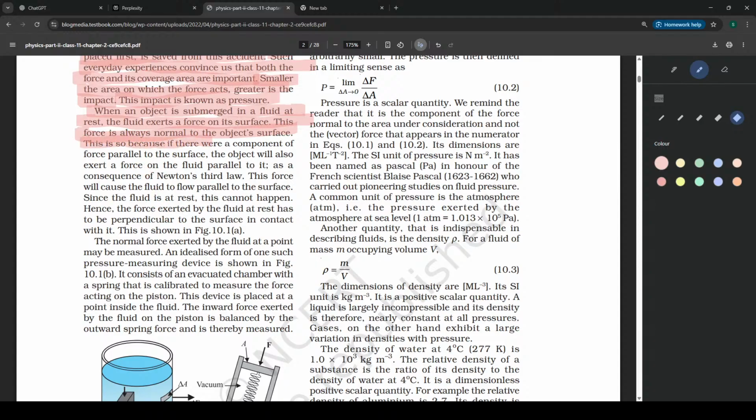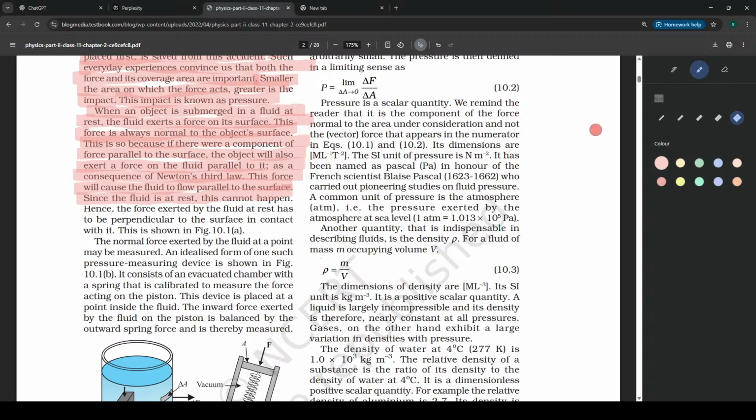This is so because if there were a component of force parallel to the surface, the object will also exert a force on the fluid parallel to it as a consequence of Newton's third law. This force will cause the fluid to flow parallel to the surface. Since the fluid is at rest, this cannot happen.